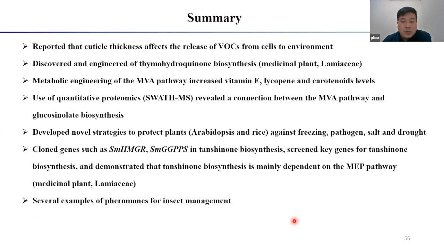So I think this is a brief summary. We first reported that the cuticle thickness affected the release of volatiles from the cells to the environment. Then we discovered and engineered thymohydroquinone biosynthesis in a medicinal plant. We also did some metabolic engineering of the MVA pathway to increase vitamin E, lycopene, and carotenoids. We also found some new connections between the MVA pathway and glucosinolate biosynthesis. And we developed some new approaches to protect plants, including Arabidopsis and rice, against freezing, pathogen, salt, and drought. A long time ago, we also cloned some genes in tanshinone biosynthesis and screened some key genes for the biosynthesis, and demonstrated that tanshinone biosynthesis mainly depends on the MEP pathway.